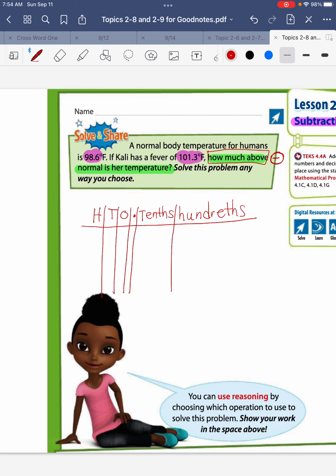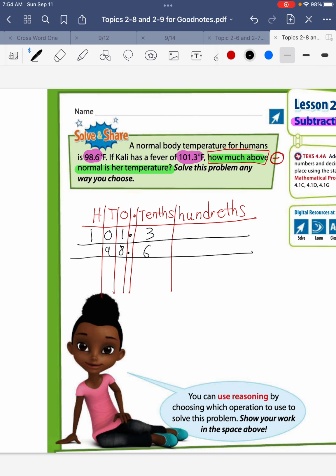And now I'm going to plug my decimals into the place value chart. So I have 101.3, and I don't have anything in the hundreds place. And then I'm going to plug in 98.6, and still I have nothing in my hundreds place.